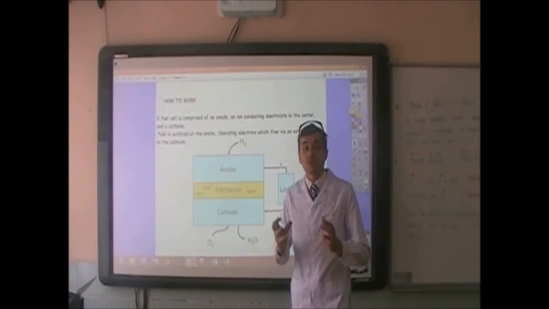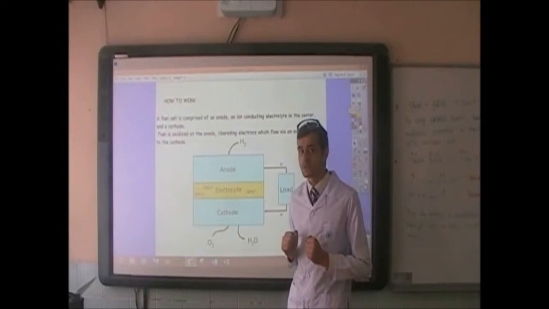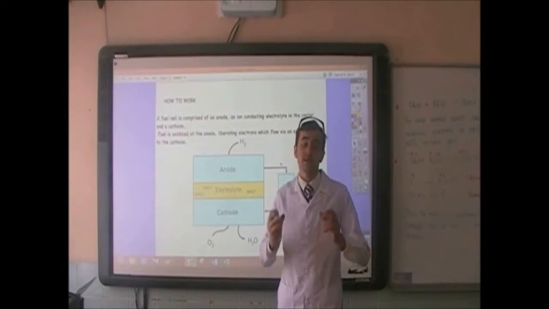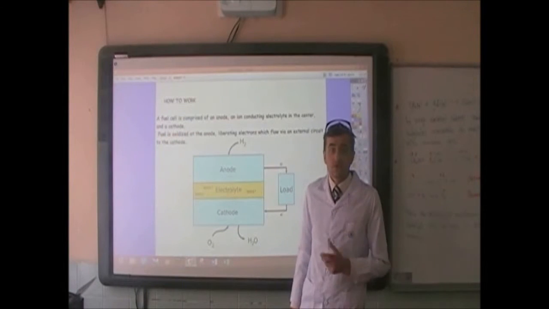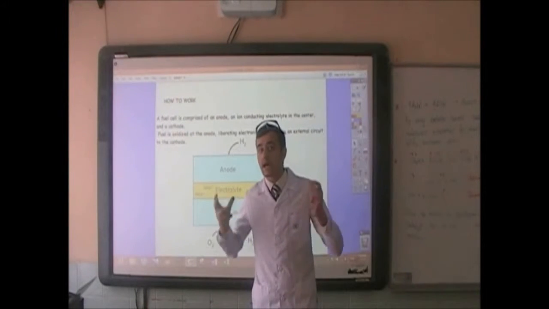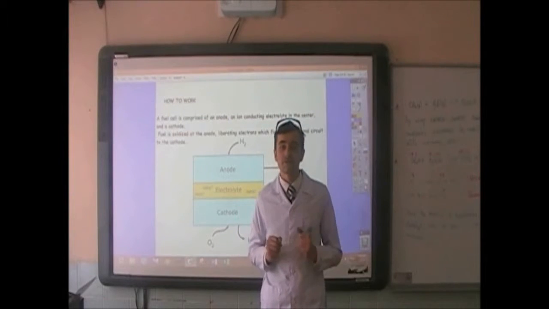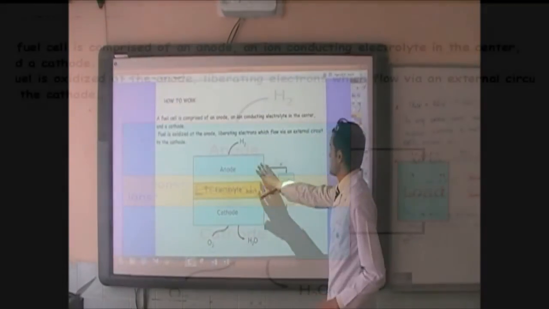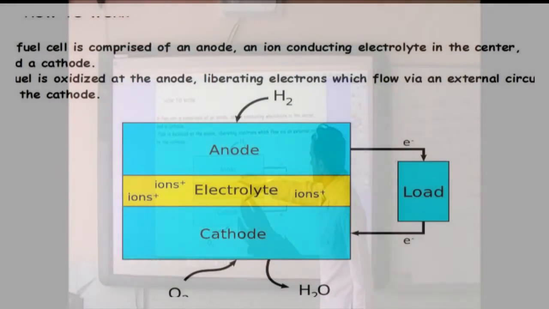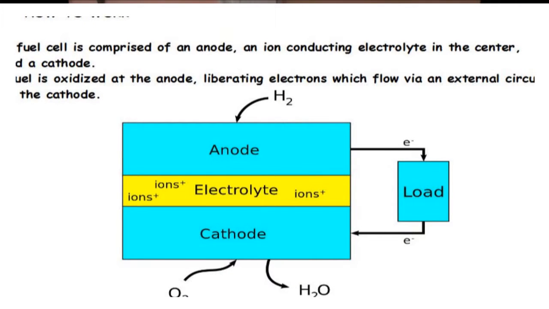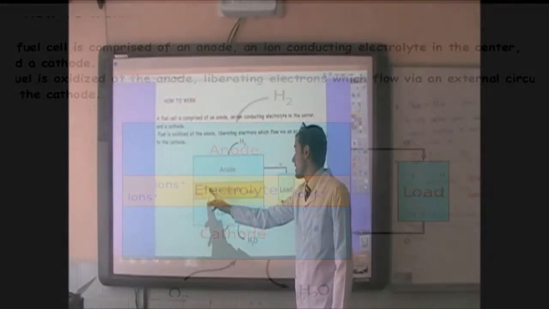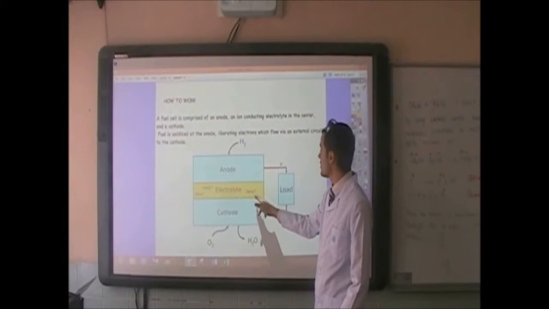A fuel cell is comprised of an anode, an ion-conducting electrolyte in the center, and the cathode. A fuel is oxidized at the anode, liberating electrons which flow through an external circuit to the cathode. This is our graph: the uppermost layer is the anode, the lowermost layer is the cathode, and in the middle is the electrolyte. On the left side we will have two ions, and on the right side only one ion.